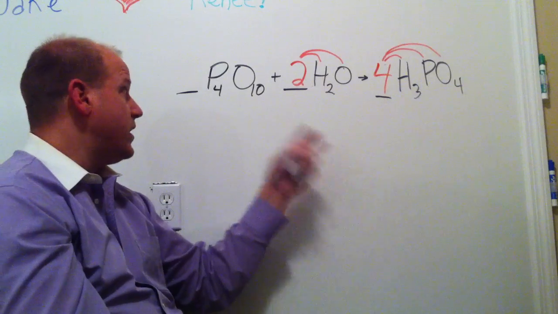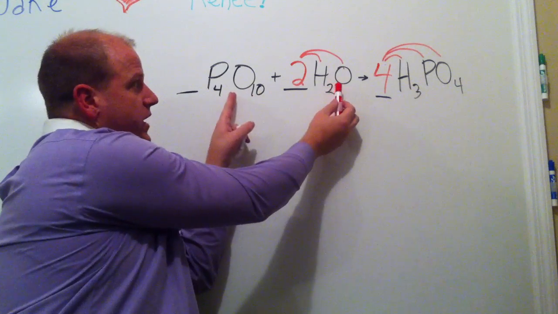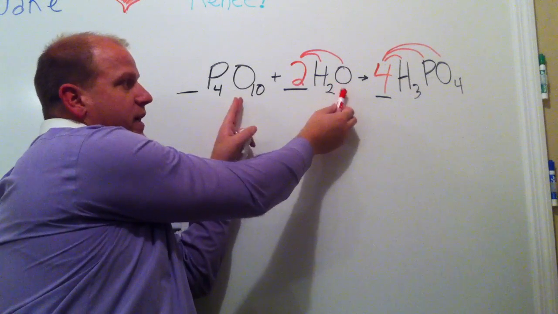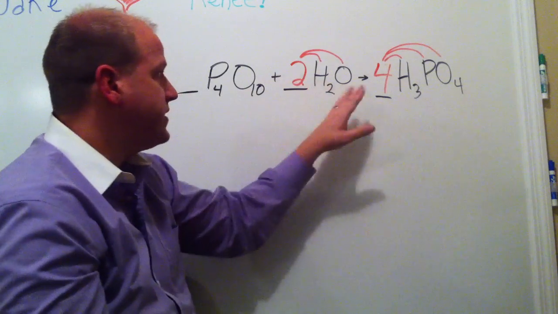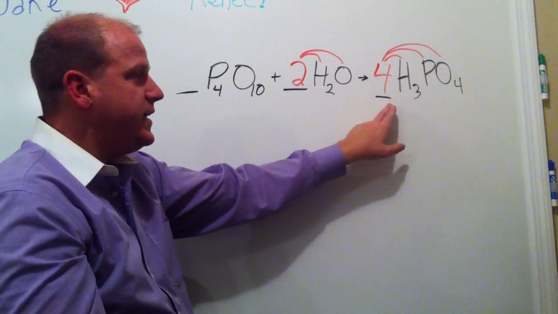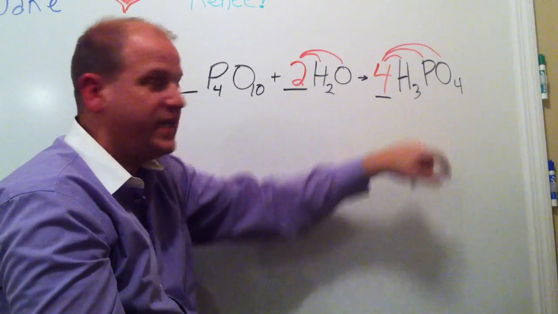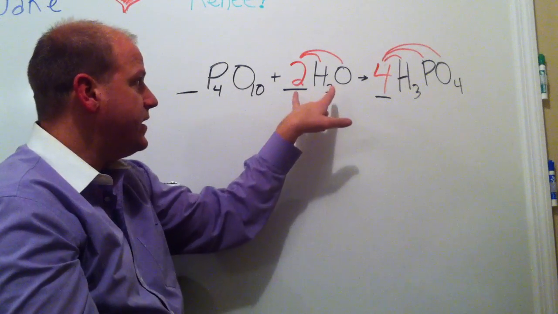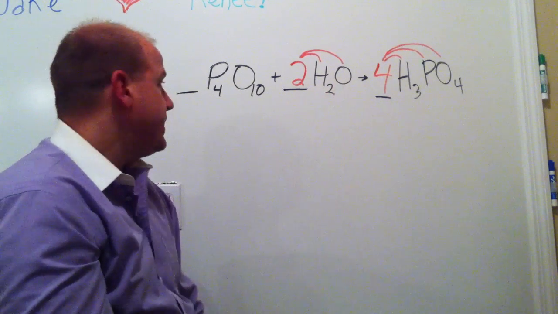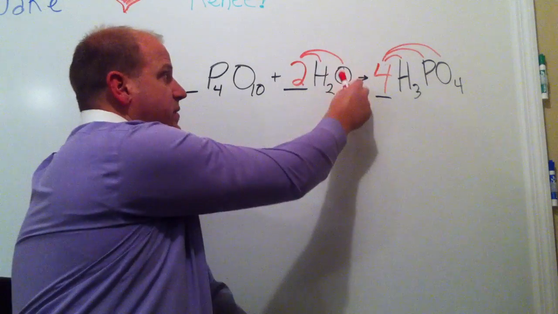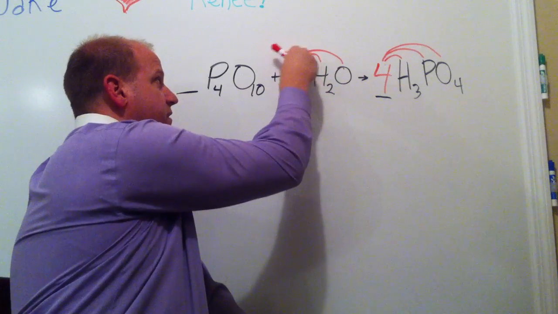So then let's go to our oxygen. We've got a total of 12 oxygen right now on our sides combined together. Well, if we look at the product side, we've got 16. So I've got 10 right here, I've got 2 right here. Now, I'm going to work with the smallest number. This one right here is going to be the easiest one to change.